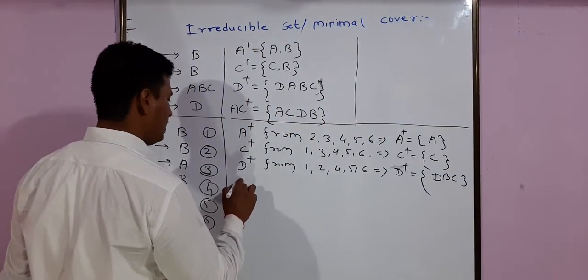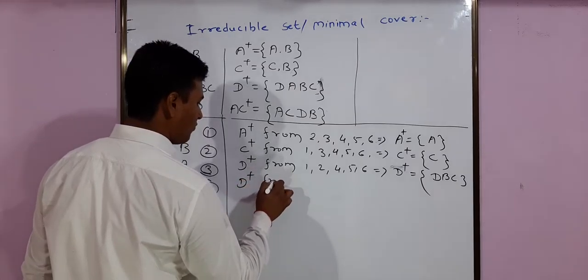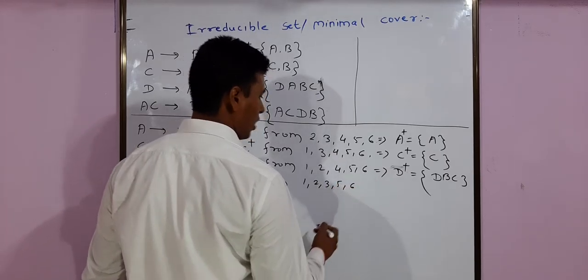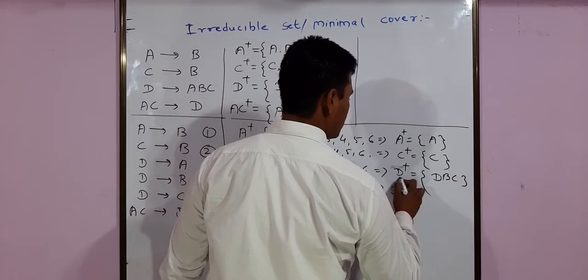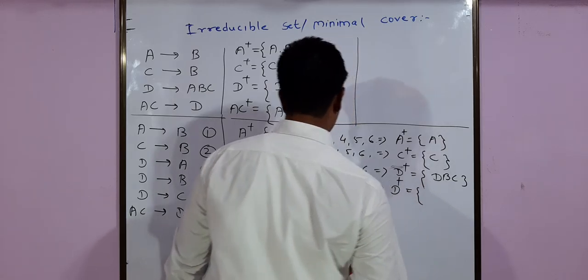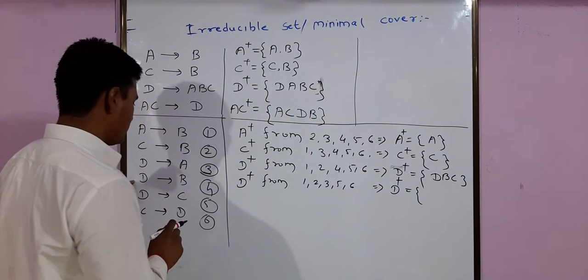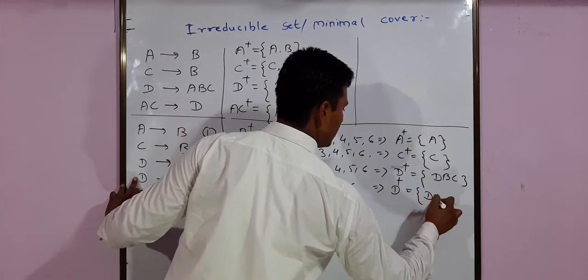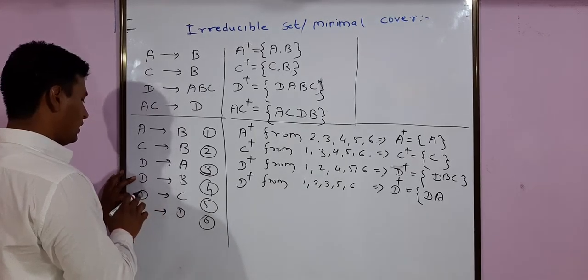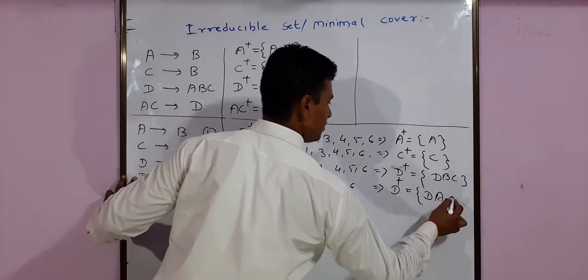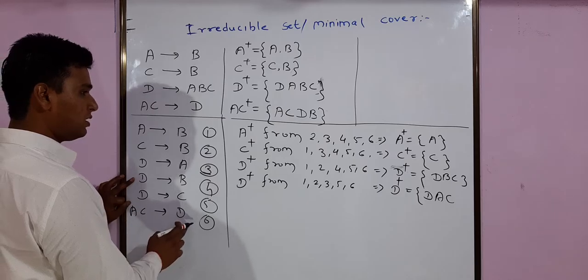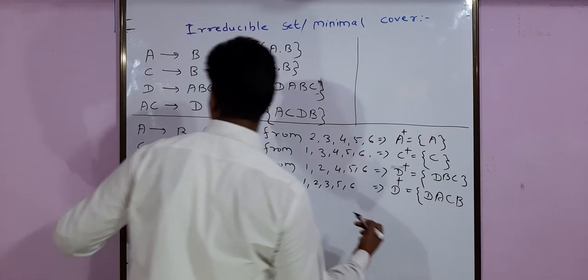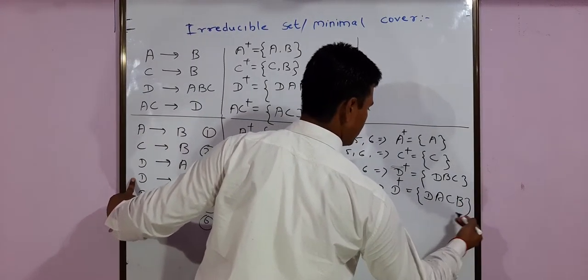Now we will have again D closure for this attribute. So we will find out from 1, 2, 3, 5 and 6. I will not consider the fourth one. D determines D itself, then D determines A according to the third. Then again D determines C, so I will write here C. Again AC determines D, D is present here. C determines B, so C is present here. I think all is over, A determines B already present, okay.